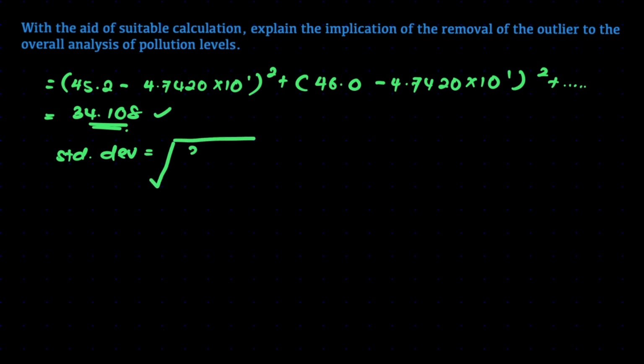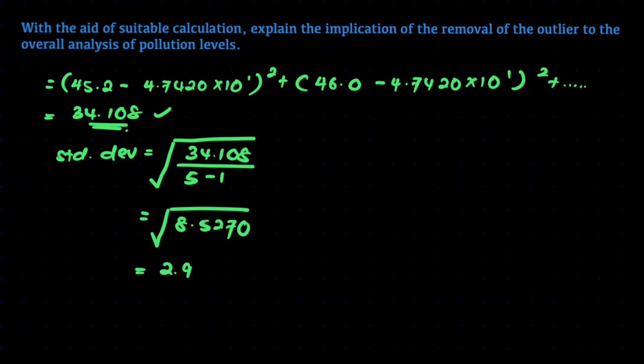From here you can get the standard deviation, which is equivalent to the square root of the value that you have calculated just now, 34.108 divided by n, where n is 5 minus 1. So you will get the square root of 8.5270, which is equivalent to 2.9201. Right, so you are going to do the same thing, but this time, instead of 5 values, you just need to calculate for 4 values with the new value of the mean. So you will get a new standard deviation.